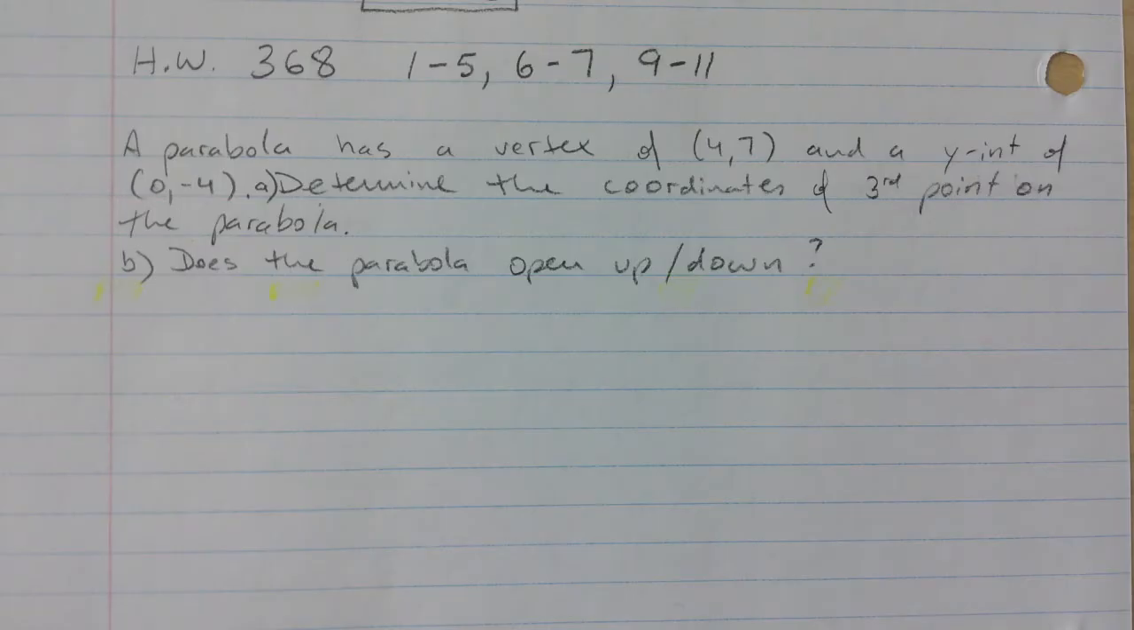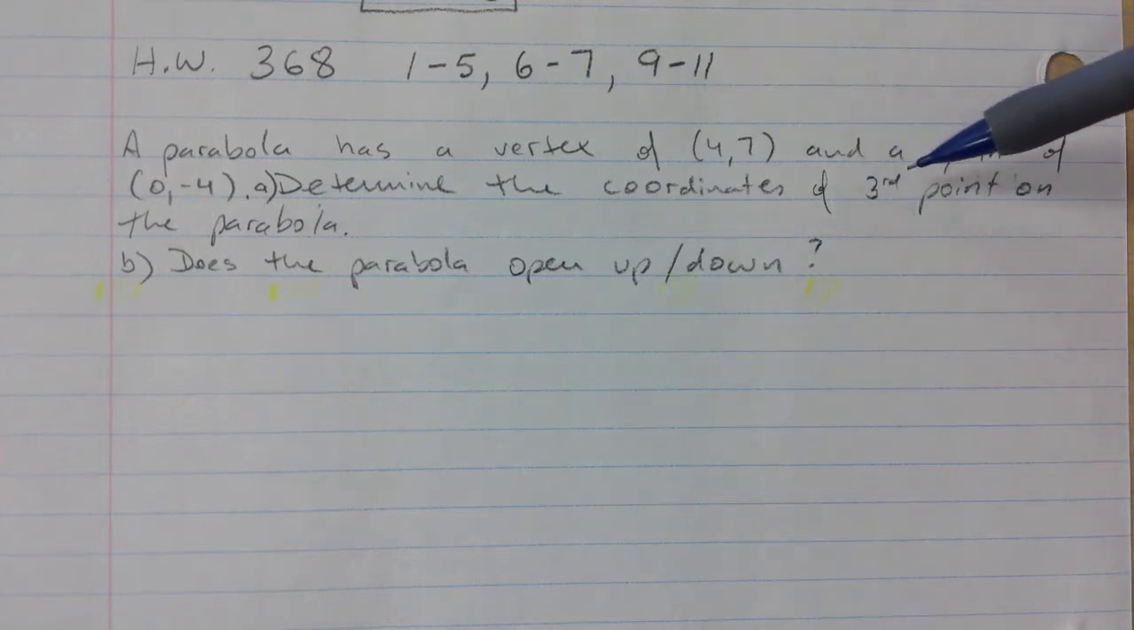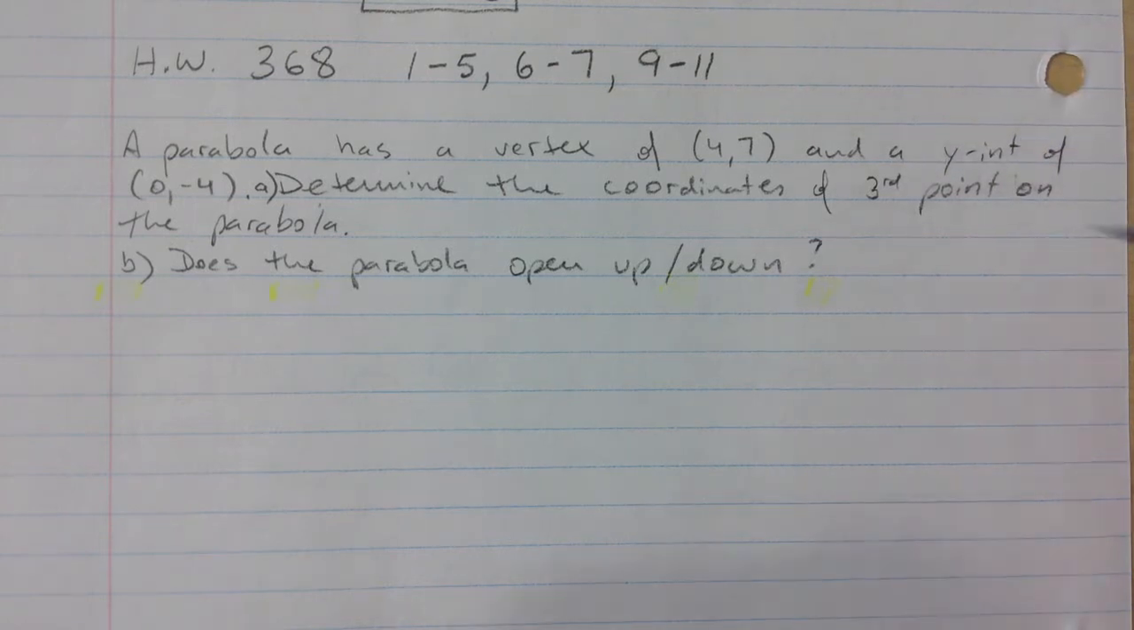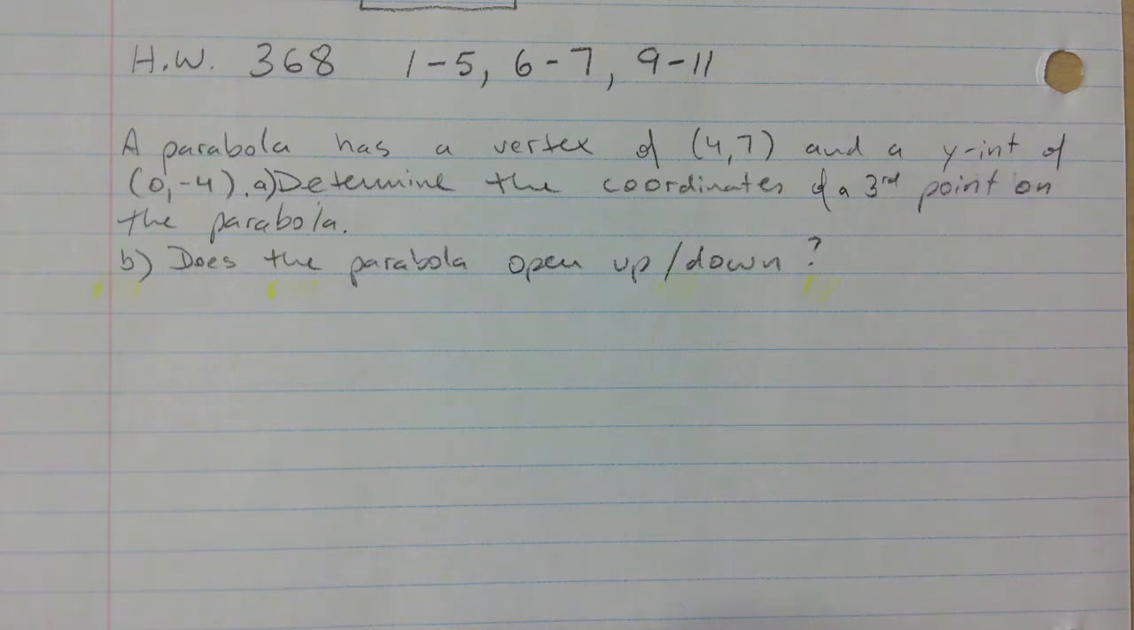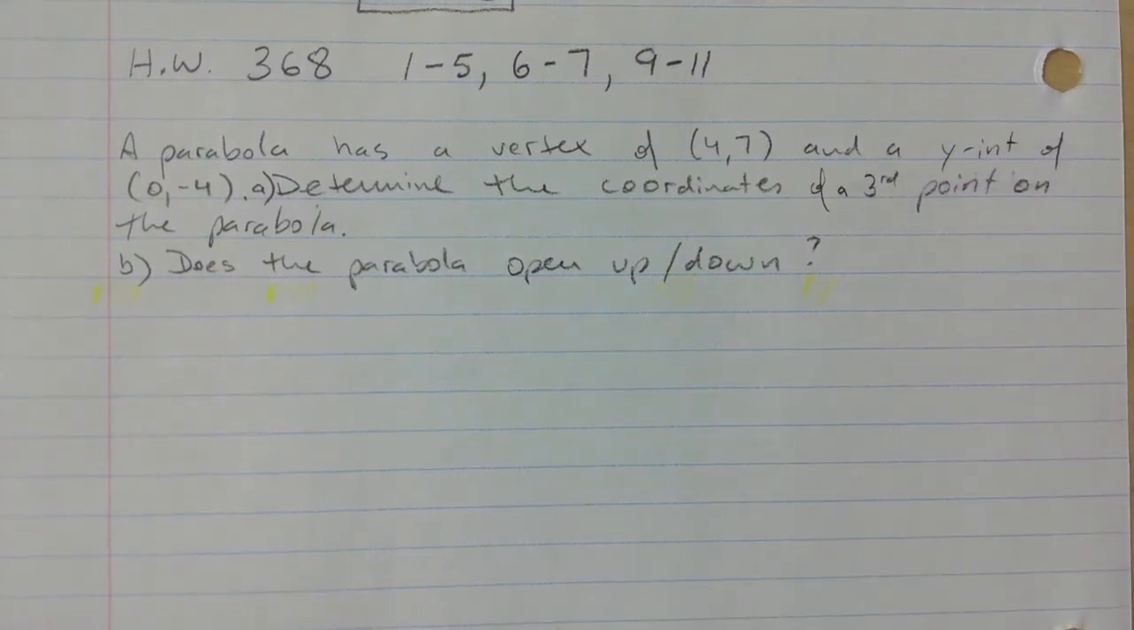0, -4. A, determine the coordinates of A, sorry, that's supposed to say of A, third point on the parabola. And B, it's asking, does the parabola open up or down based on your findings?